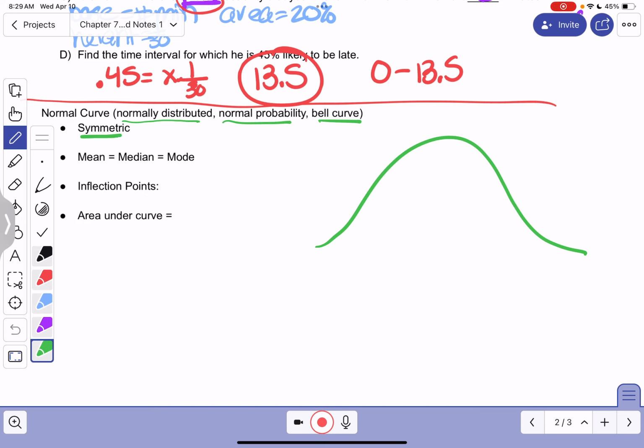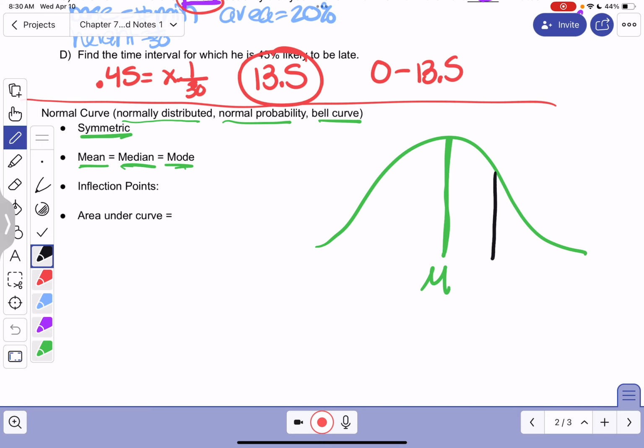So the properties are that it's symmetric. It's approximately even on both sides. In this case, the mean, the median, and the mode are all this high point. We talk about the mean when we're using a symmetrical curve, but in theory, if it's perfectly symmetrical, those are all the same.